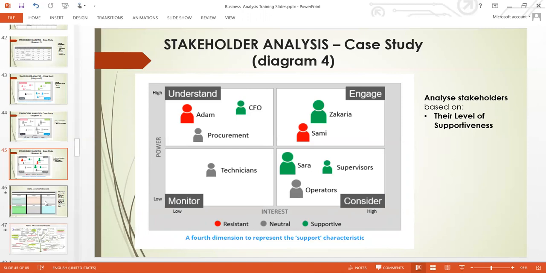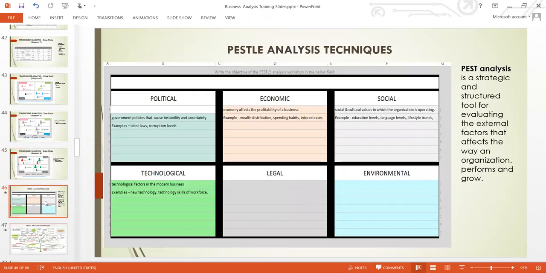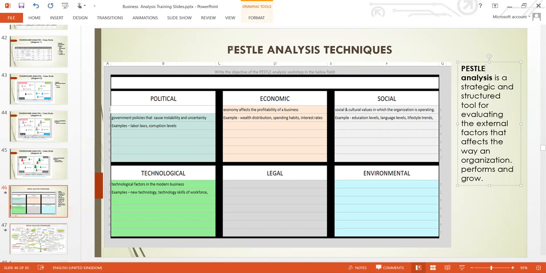Okay, no questions. The next thing we are going to look into is the PESTLE analysis. PESTLE analysis is a strategic and structural tool for evaluating the external factors that affect the way an organization performs and grows.